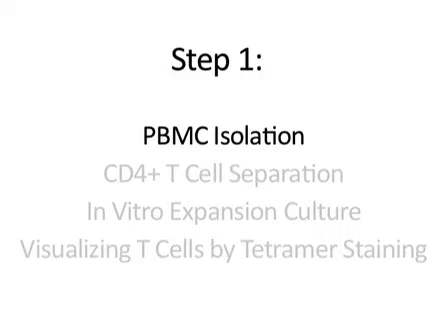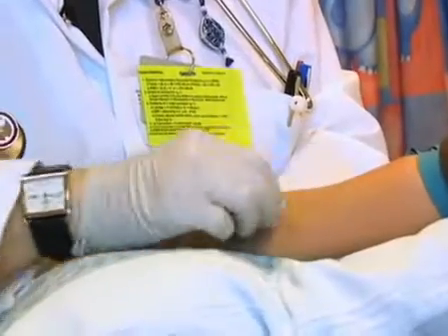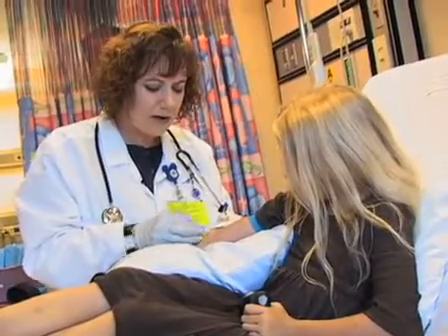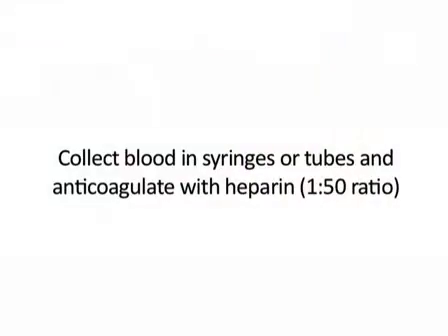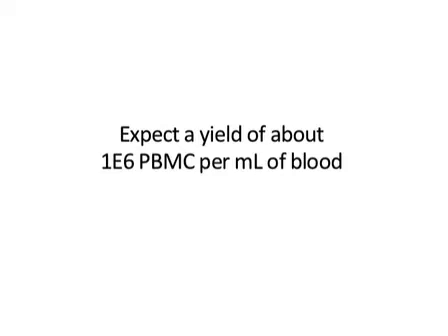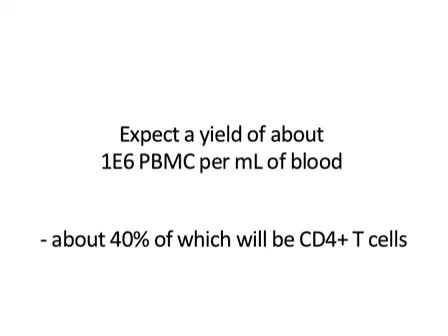Step 1. PBMC isolation. Obtain a blood sample. Blood should be collected in syringes or blood tubes and anticoagulated with heparin at a 1:50 ratio to prevent clotting. Expect a yield of about 1 million PBMC per milliliter of blood, about 40% of which will be CD4 positive T cells.